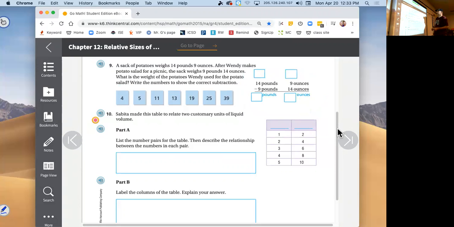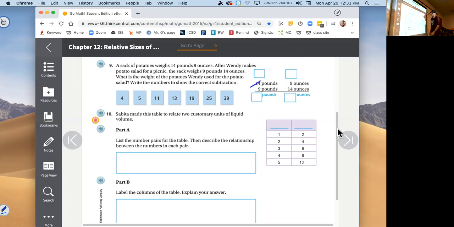So a sack of potatoes, 14 pounds, 9 ounces after Wendy makes potato salad. So we're actually subtracting. You could use it this way if you wanted, or you could rewrite. Oh, it has pounds here and ounces here, so it has it already for you. Can you go 9 ounces minus 14 ounces? No, you can't. You got to borrow.